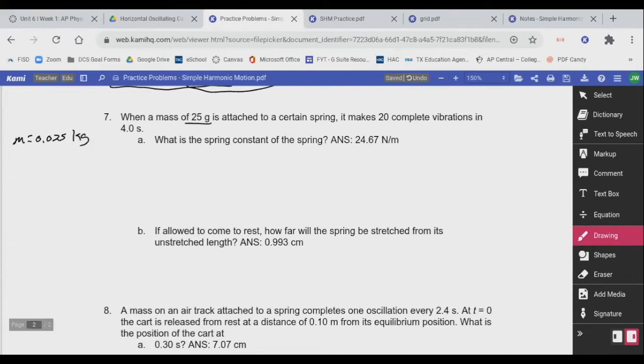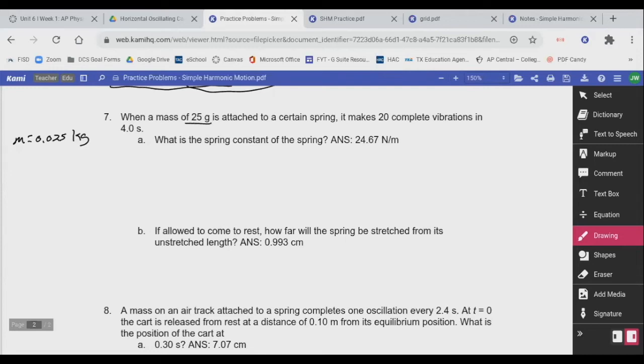It is attached to a certain spring. It makes 20 complete vibrations in 4 seconds. 20 vibrations. A vibration would be like a cycle, right? You know, vibrate, it's a cycle. How do you know what the length of the string was for number 6 again? Go to number 5. Your answer for number 5 told you the length of the string. So you solve for that number 5, and then number 6 was a continuation.